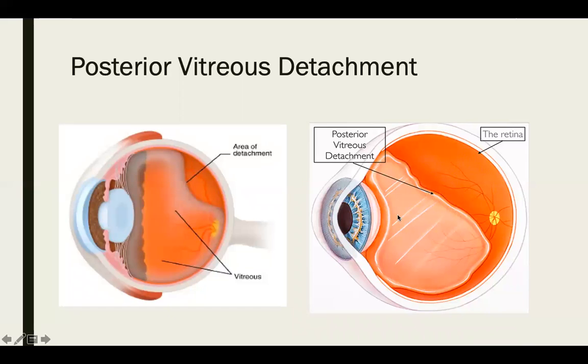But whenever the patient is complaining of floaters and flashes, then we need to examine the periphery of the retina for any break, if we see that the patient has got posterior vitreous detachment.